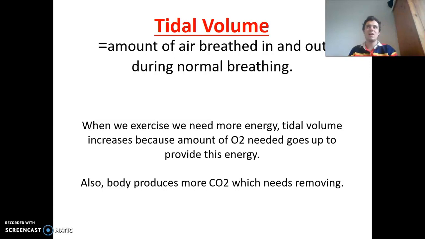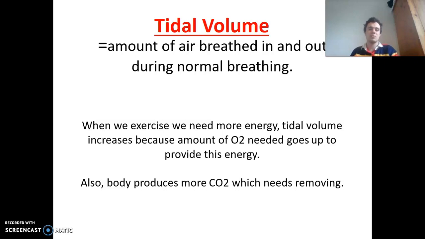Now, the way I like to remember this is tidal comes from the sea. So tide is when the sea comes in and out. And that's a constant occurrence. So that's something that's happening constantly. So normal breathing happens constantly. We're always breathing. So that's how I remember tidal volume. So the air coming in and out of my body.